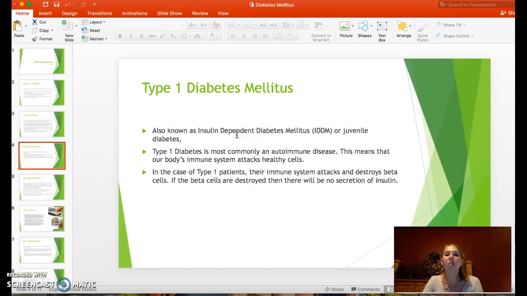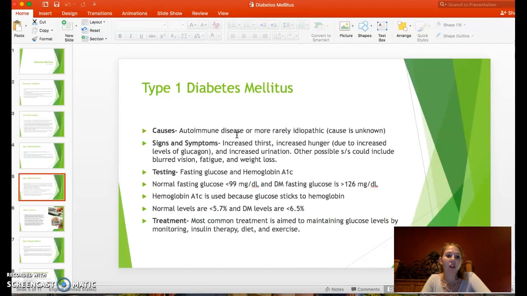An autoimmune disease means that your body's immune system is attacking the healthy cells, and there are a lot more autoimmune diseases, but this is a very common one. In the case of type 1 patients, their immune system attacks and destroys the beta cells, and like I said in the last slide, beta cells are what release insulin and also amylin, which I will talk about in later slides. If the beta cells are destroyed, then there will be no secretion of insulin at all. And that is why it's called insulin dependent.